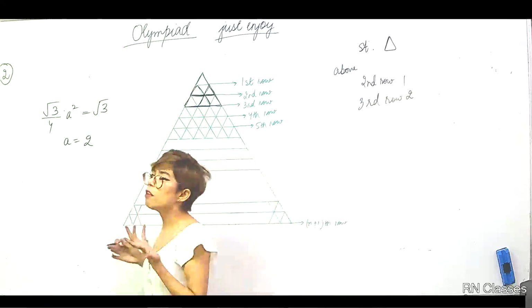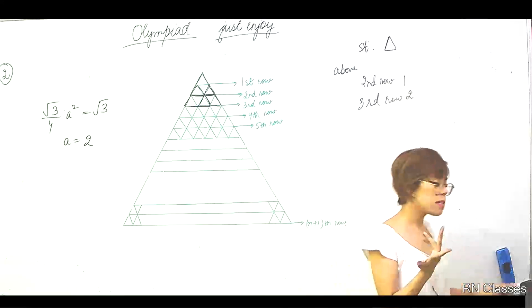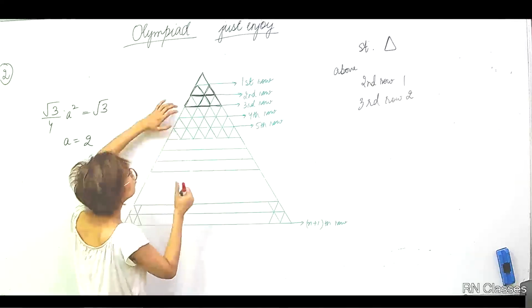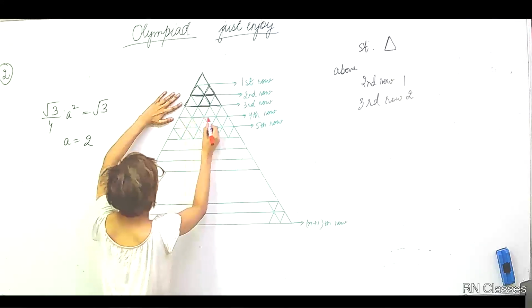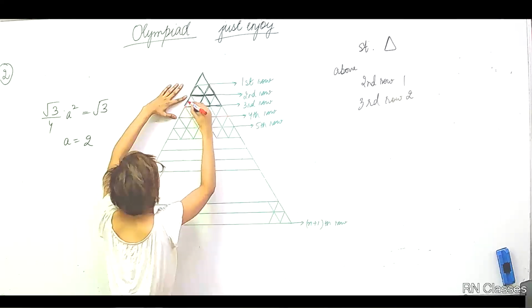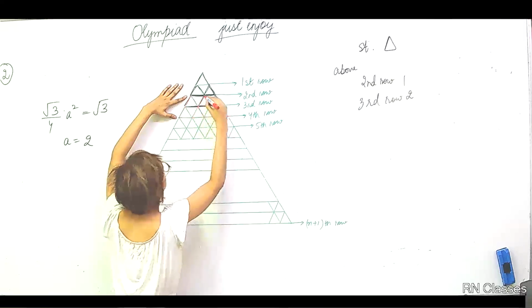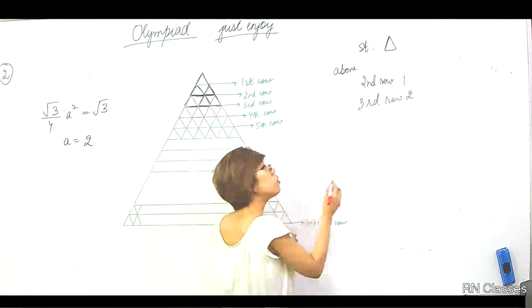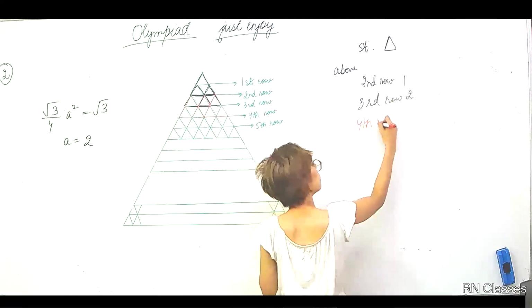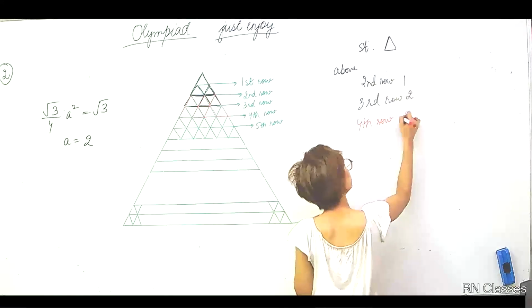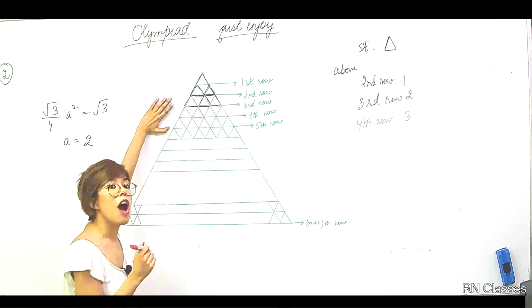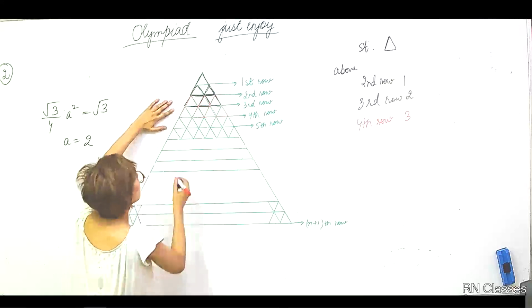Okay, so we need to notice the pattern, right? We can do it this way too. Now, let's try above the fourth row. This was the fourth row. Now, above this I have to make 2. So 1, then 2, and then 3. Above the fourth row, I got 3. Now, can you tell me, above the fifth row, how many will I get?